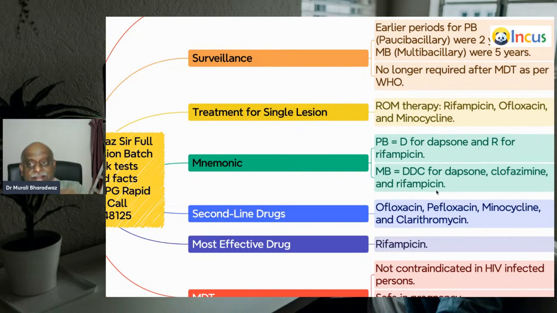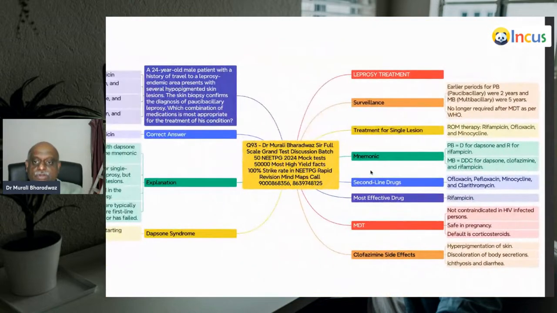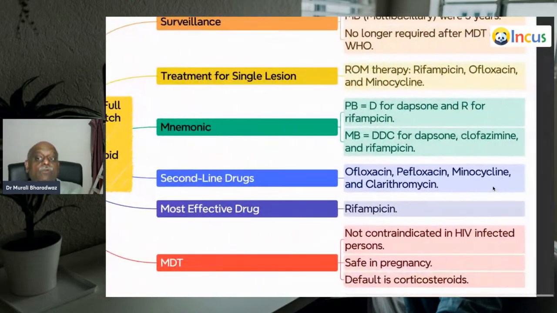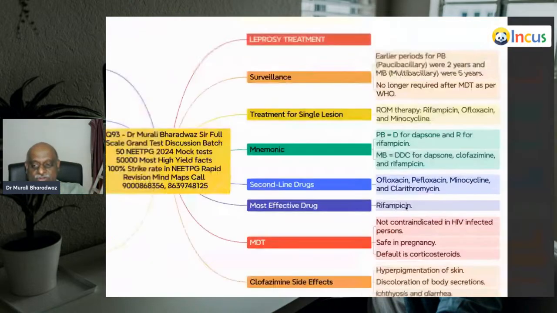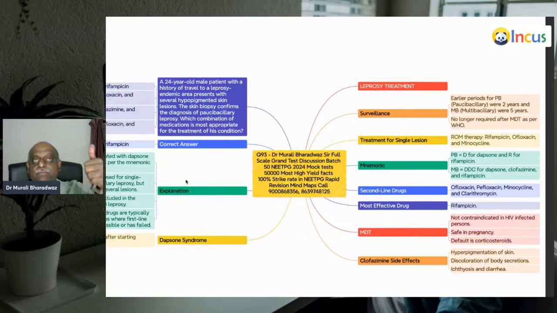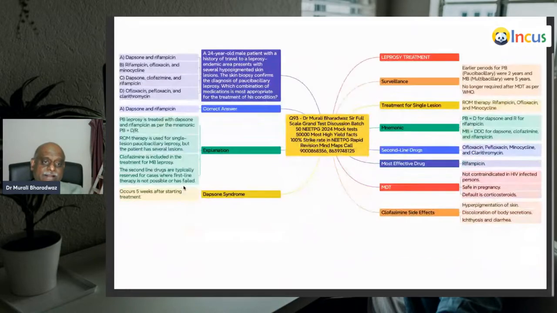Multibacillary you treat with dapsone, clofazimine, and rifampicin. CDR, actually. So, second line drugs are ofloxacin, pefloxacin, minocycline, clarithromycin. Most effective drug of all, Raja. Rifampicin is called Raja, is what you need to remember. Rifampicin is the Raja among the mycobacterial drugs.